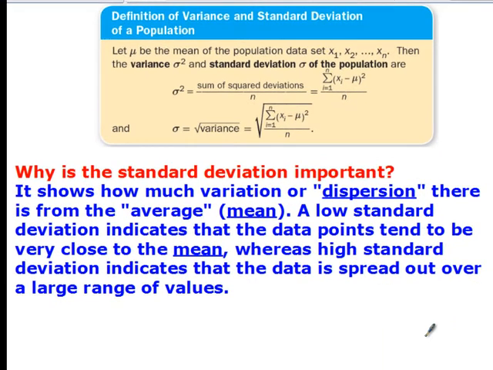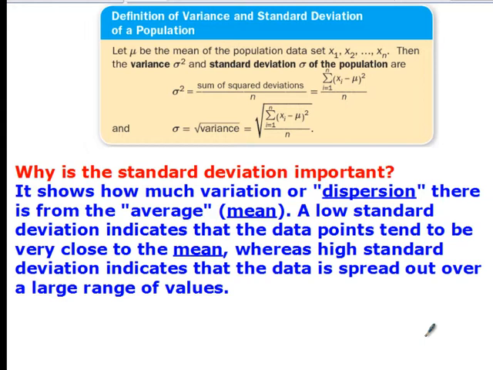So why is standard deviation important? We're going to calculate it here in just a second, but it's important for you to understand why we need to find it. It shows how much variation or dispersion there is from the average or the mean. Low standard deviation indicates that the data points tend to be very close to the mean, or they're compact, whereas a high standard deviation indicates that the data are spread out over a long range of values.